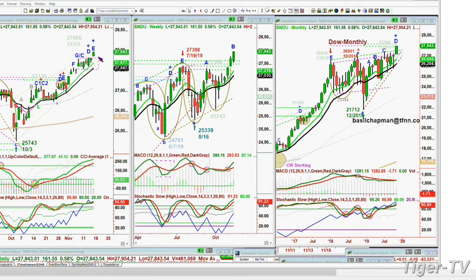This isn't so much about points. Going from 27,500 to today's high of 27,954, 400 or 500 points is a lot of points, but in the spectrum of what you're looking at, having come from 25,743, so far it isn't all that much. What's really important is the 9-period exponential moving average, that green line, held the support.